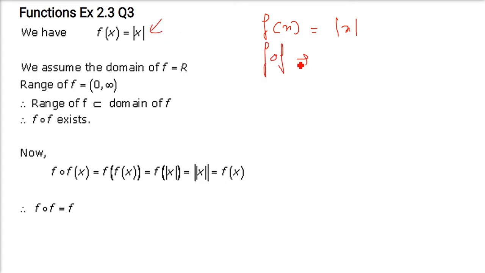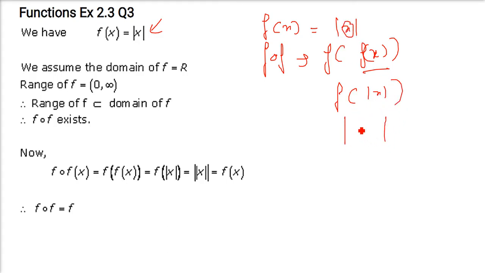Okay. So here fof, mod x is absolute value. So f of f(x), f of mod x, take mod x and put it inside your x. So it will be mod of mod x, that is, place this mod x inside x in the place of x.